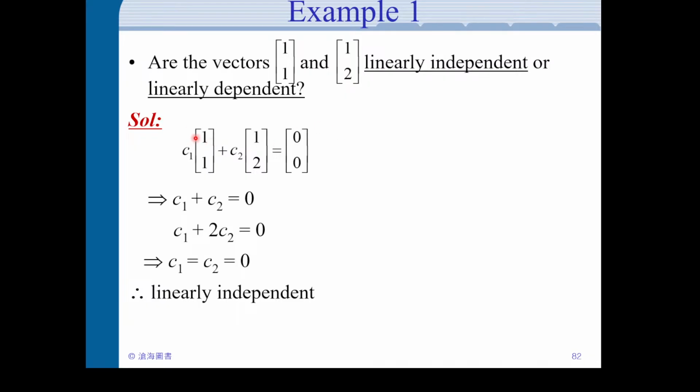On this first coordinate, we have C1 plus C2 equal to 0, and on this second coordinate, we have C1 plus 2C2 equal to 0. If you solve both of these equations together, you will see that C1 must equal C2 equal to 0. So those two vectors are linearly independent.